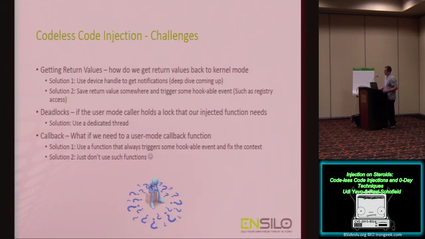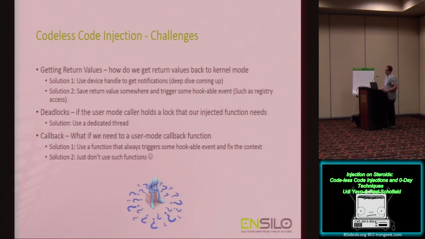Another issue is deadlocks, because we don't know the exact state of the user mode program when the callback is triggered. We can't be sure that any code we inject, a rope chain we inject into the program, won't cause some kind of deadlock. Let's say LoadLibrary is being called, so some lock is held right now, so we can't use it. So the solution to this was to use a dedicated thread, and we'll see how we do it later on. We get this dedicated thread.